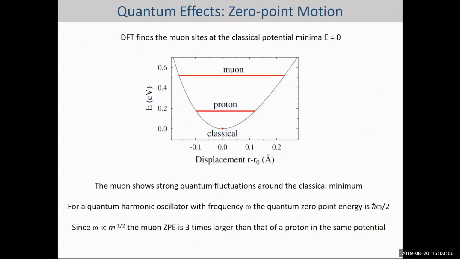Another thing we have to be concerned about are the quantum effects and the zero-point motion. DFT is essentially a classical method for finding the potential minimum. But of course, the proton to some extent has an enhanced zero-point energy compared to that classical minimum, and the muon even more so because of its light mass. It has about 3 times larger zero-point energy than the proton in the same potential. So this often needs to be taken into account.